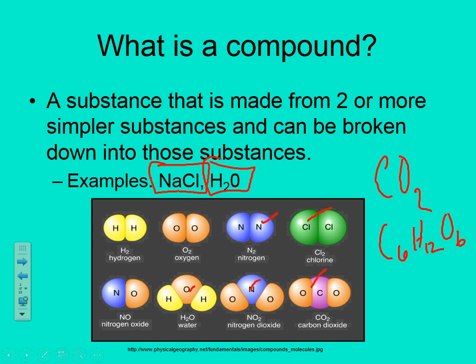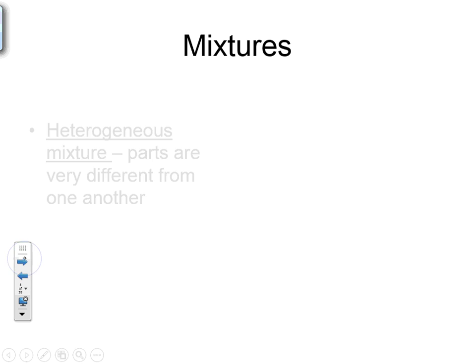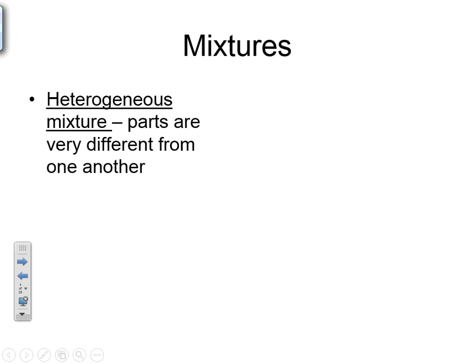So to review, we have atoms. They're the smallest building block of matter. A bunch of atoms of the same kind are called elements. You take two or more elements together, you get a compound. What happens if we mix two compounds together or two different things together? Well, there are two choices.